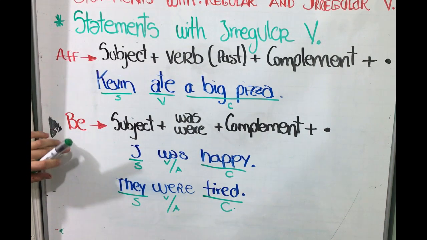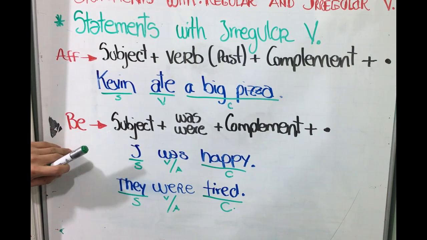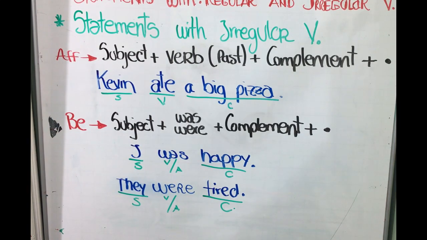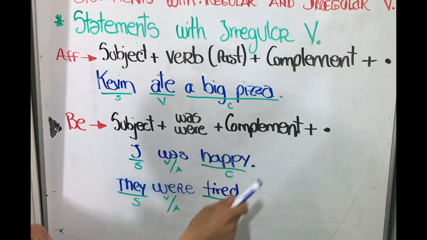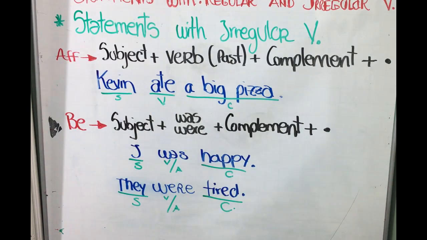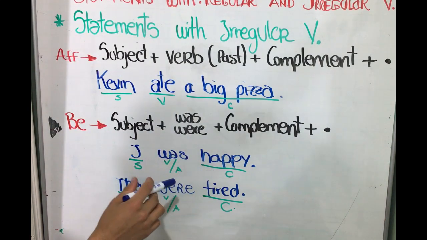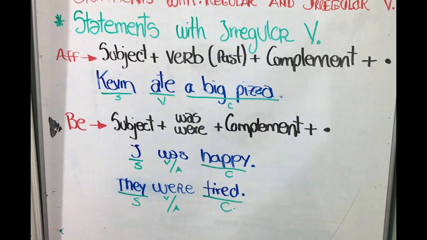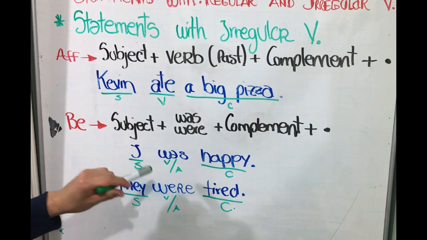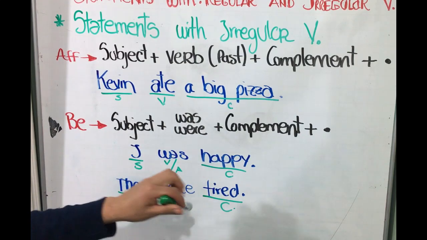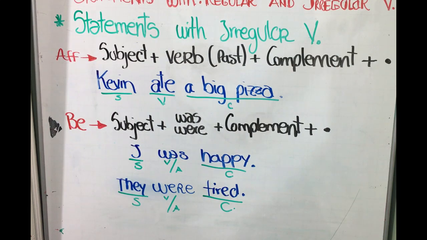And in this case, with the verb be, we have this structure: subject, plus was or were, plus complement, plus period. For example, we have: I was happy, and they were tired. I is the subject, was can be the verb and auxiliary as well, and happy is the complement. They is the subject, were is the verb and auxiliary, and tired is the complement.